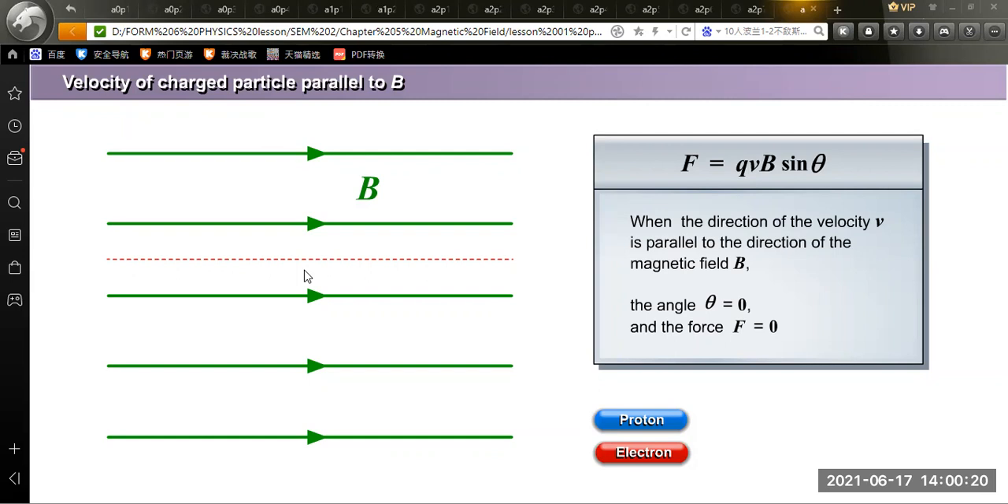But now if B and V are parallel, nothing happens. The force cannot be produced anymore. Same with the electron. They must move in the direction perpendicular, or 90 degrees, to each other. So in this case, F equal to QVB sin delta, because we want to find the F. The angle between the V and the B is 0. Since sin 0 equals 0, everything becomes 0. Next slide.